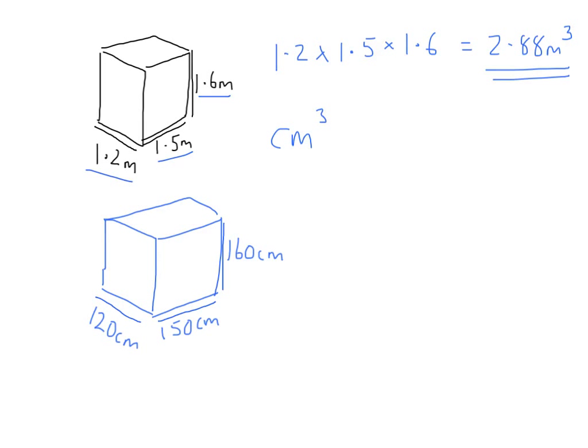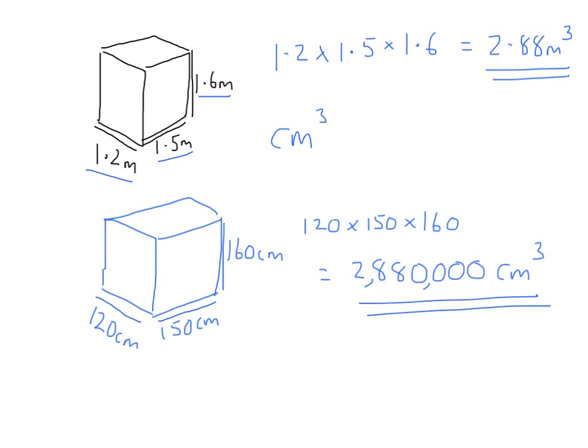Now I multiply those together. 120 times 150 times 160 is 2,880,000 cubic centimetres. So that would be my answer. Now, having known that the original was 2.88 cubic metres, I could simply have multiplied that by a million if I knew that there were a million cubic centimetres in a cubic metre. But that's another whole bunch of things to remember.